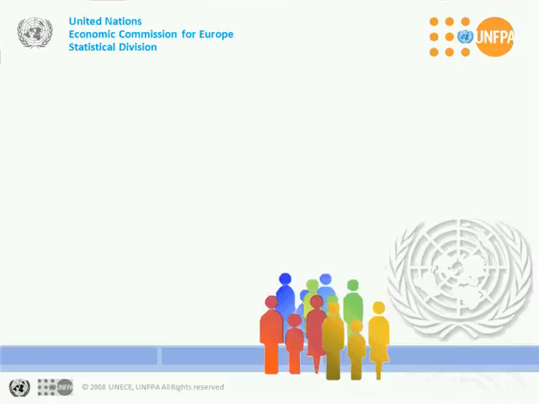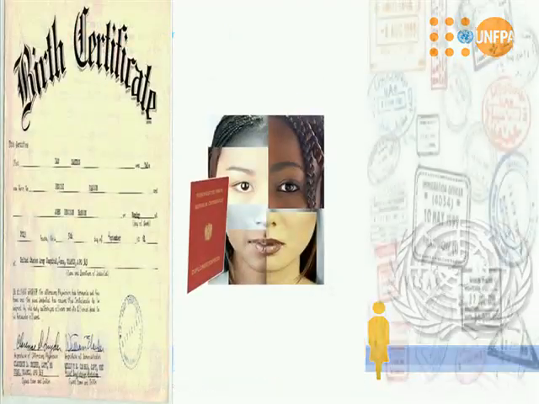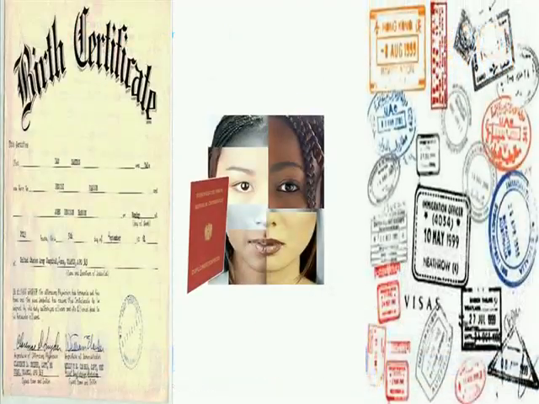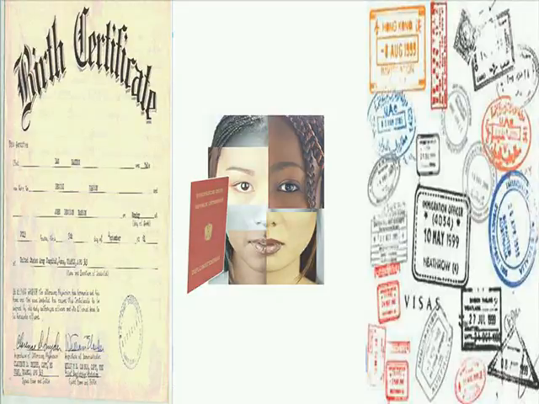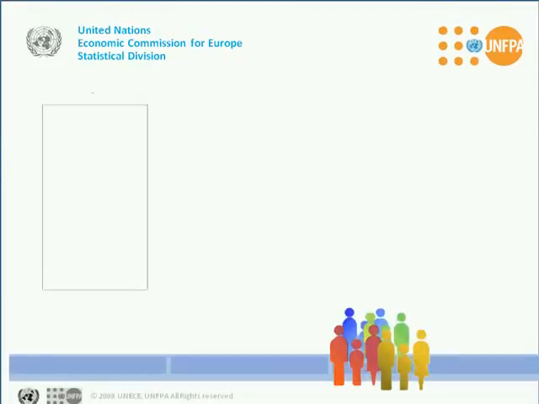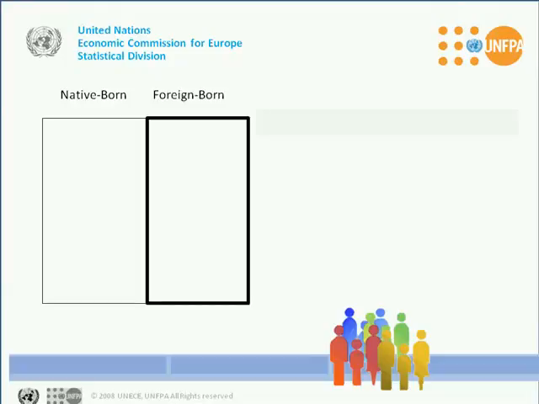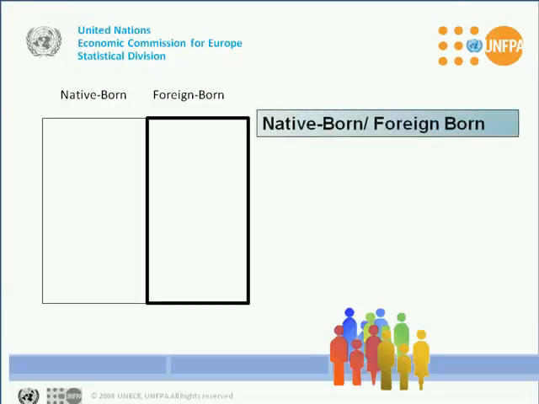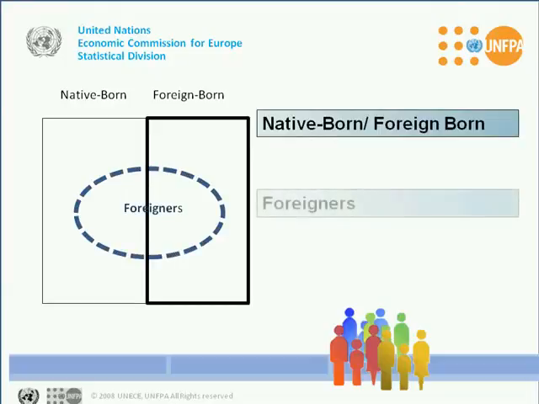The three groups of stocks of migrants defined so far, foreign-born, foreigners and ever-international migrants, are not mutually exclusive and they can overlap to a great extent. This can be visually represented in a chart. In a population, we can distinguish first between native-born and foreign-born persons. Then we can identify the foreigners with a blue line. Some of them can be foreign-born and some can be native-born.